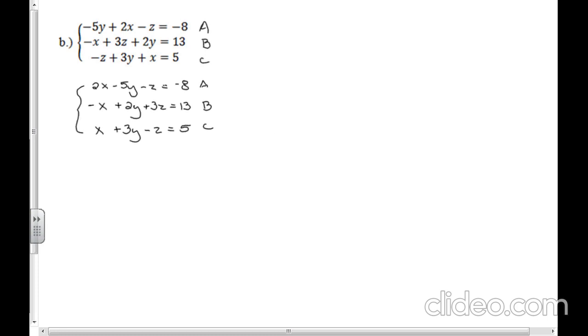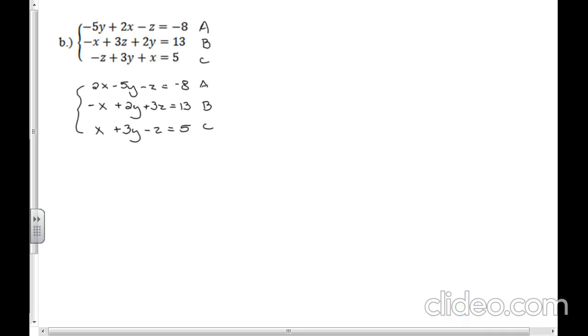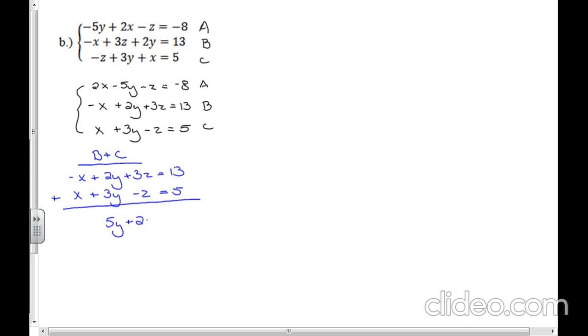So what I want to do here is pick two equations and somehow eliminate one of the variables. I'm going to pick equation B and C because I noticed that B and C already have opposite coefficients for x. So all that I need to do here to eliminate a variable with B and C is to add them. So negative x plus 2y plus 3z equals 13, and x plus 3y minus z equals 5. If I add these two equations together, I get 5y plus 2z equals 18.